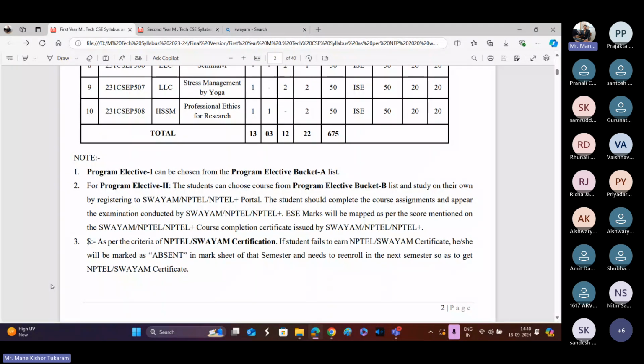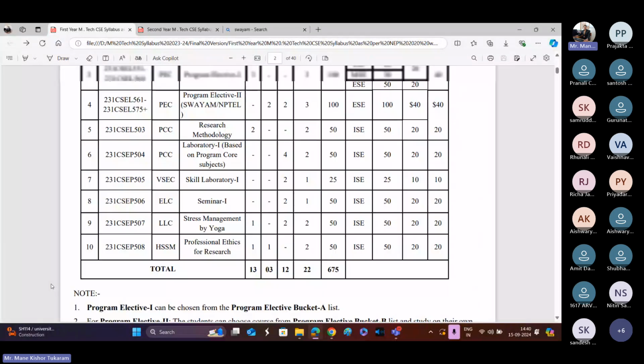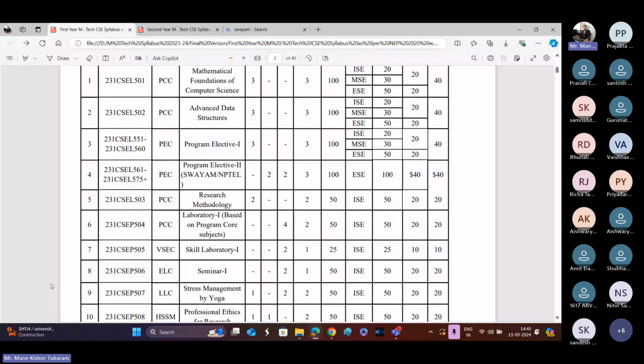You only need to focus on your study. Every day, watch the video and make notes. At the time of the exam, read those notes and go to the exam. That's it. You will get a minimum of 90 marks in these NPTEL courses. So these are the scoring courses which we have included in our syllabus.